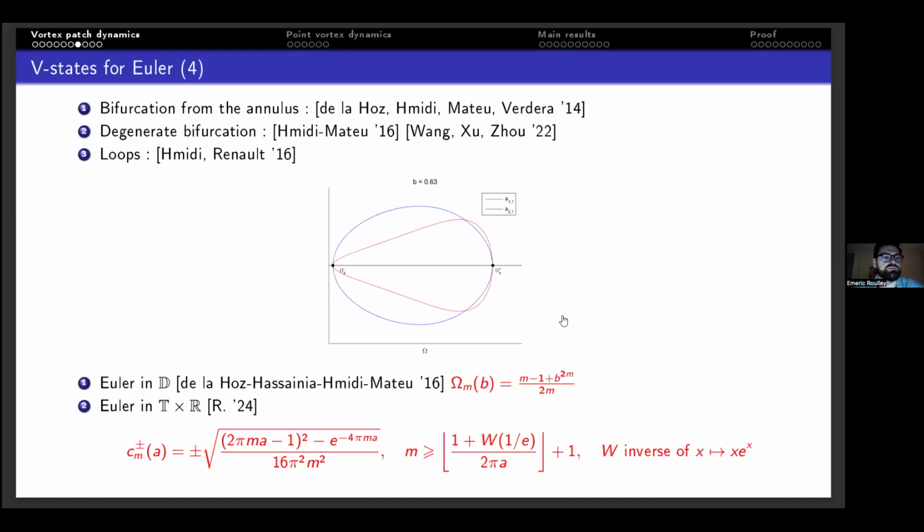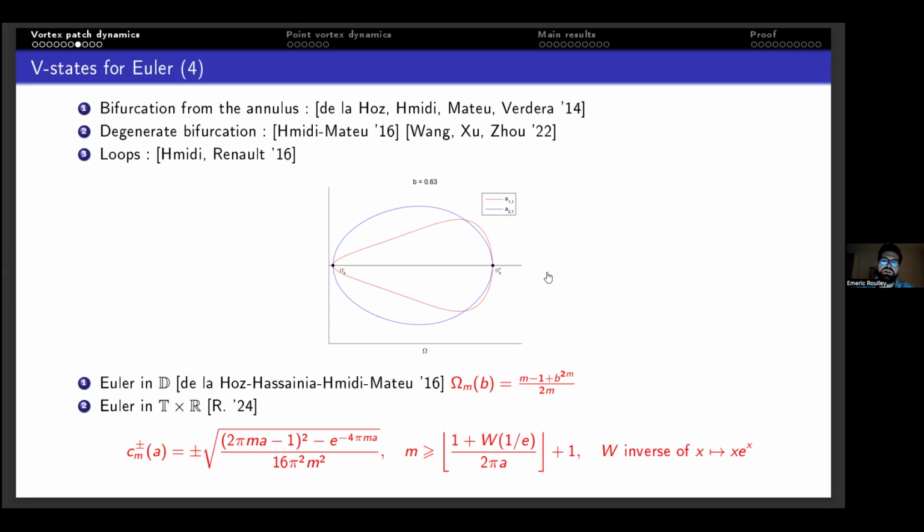Before I took the unit disk, but you can take an annulus, for instance, which is also a radial solution. It has been analyzed by De La Hoz, Hamidi, Verdera and others, who proved that you have not just one bifurcation point, omega m, but two of them. And in this work, Hamidi and Renault proved that sometimes you can have local curves which merge to form a loop like this.